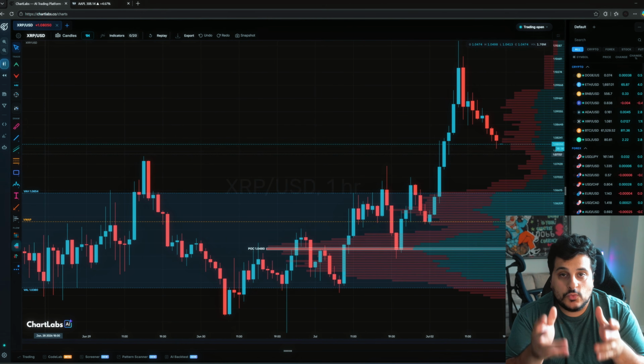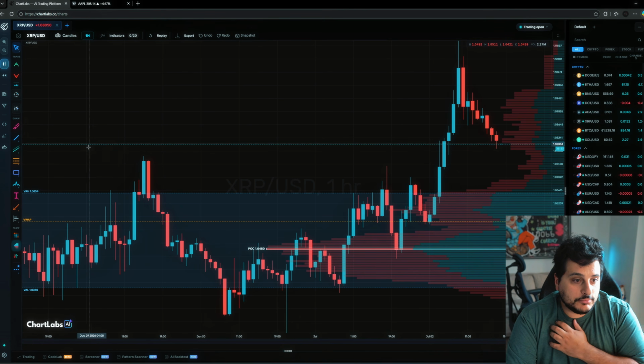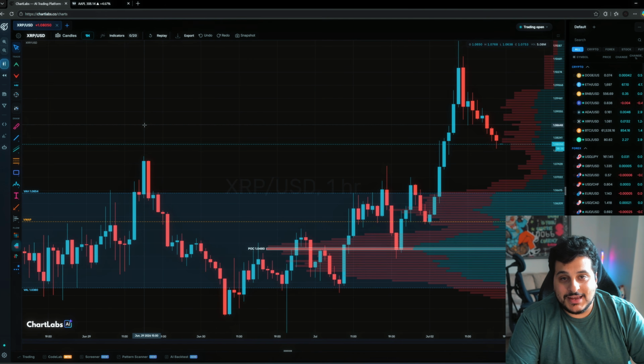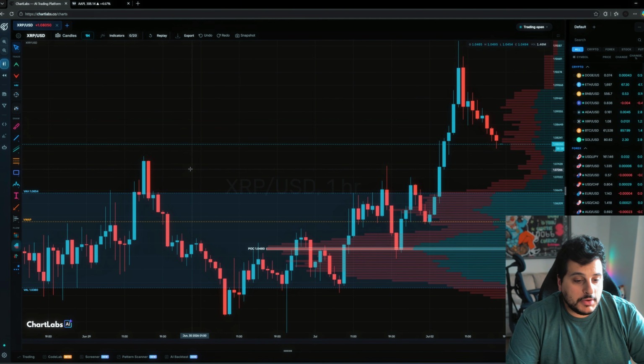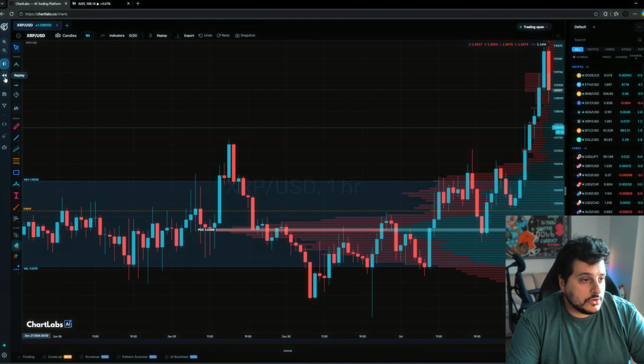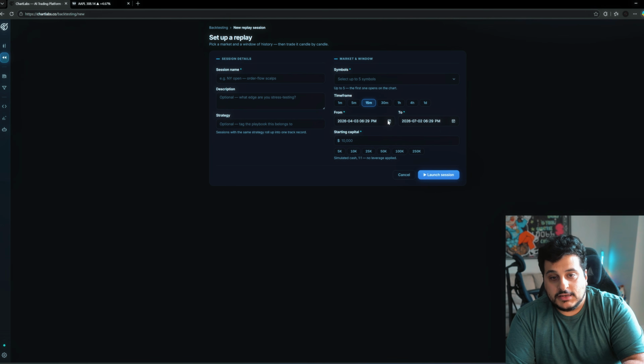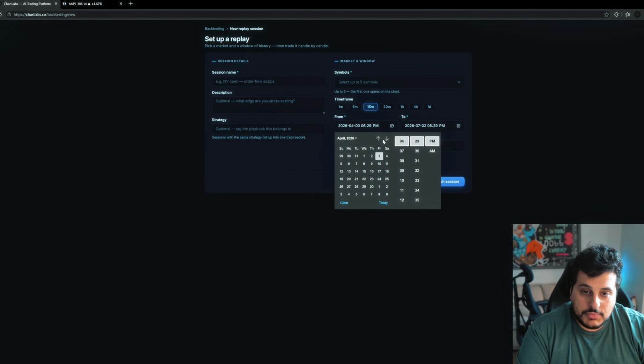So one of the reasons why I love Chart Labs so much compared to other platforms like TradingView, for example, is that you have the ability to backtest any strategy you want live. What I mean by this is I don't mean you're just going to hit the replay button here and then pick a candle. No, if you go over here to the replay section, you can create a complete session where you can backtest from any date range. So for example, let's say I want to backtest from the beginning of the year.